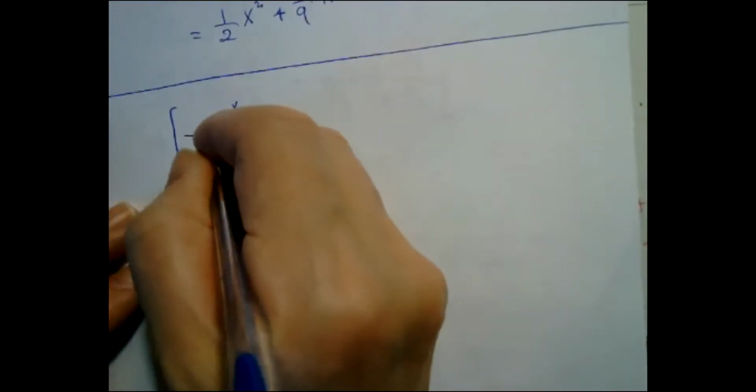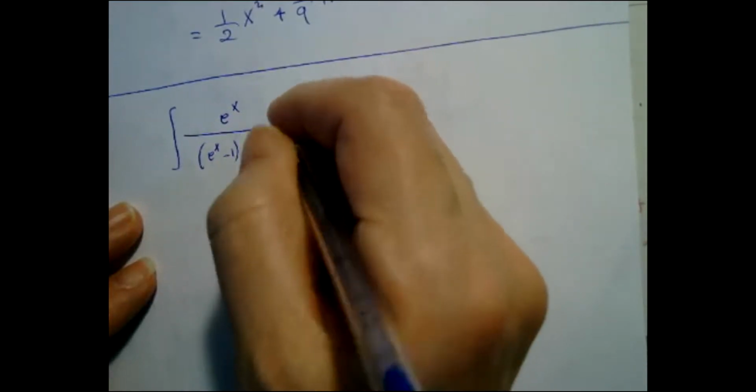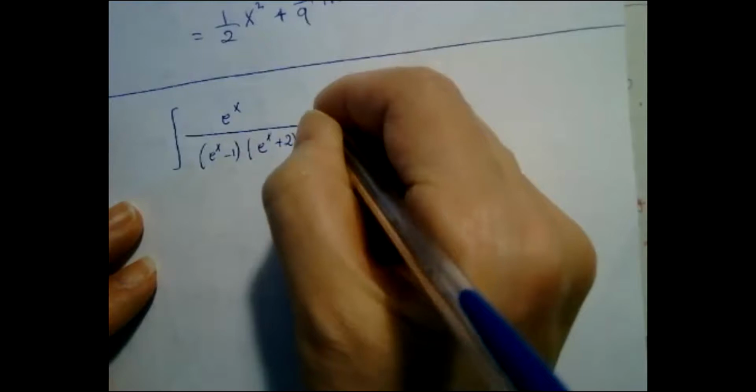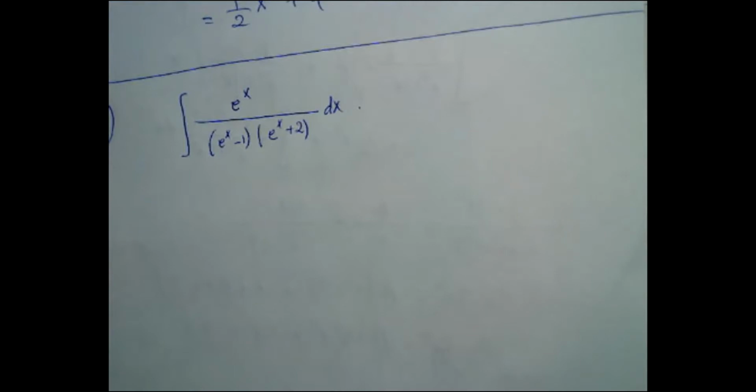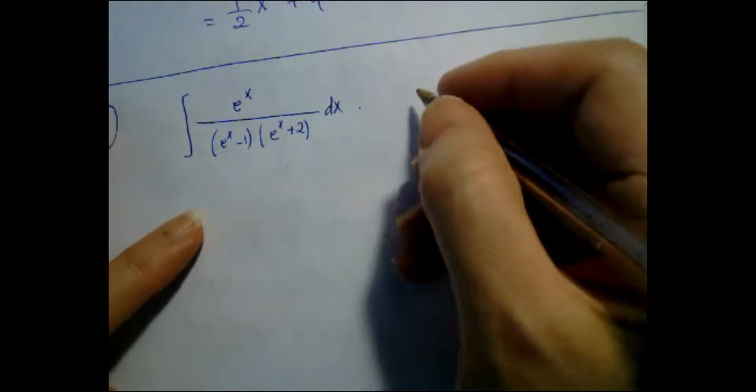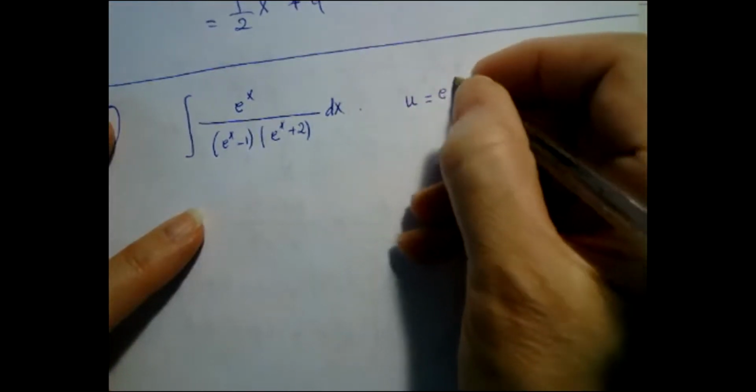So 77. e to the x over e to the x minus 1. So I said I may not finish the problem. All right, so quickly, how would you do this problem? Substitution, immediately. Substitution is screaming. What is the substitution? e to the x. Right, immediately u equals e to the x.